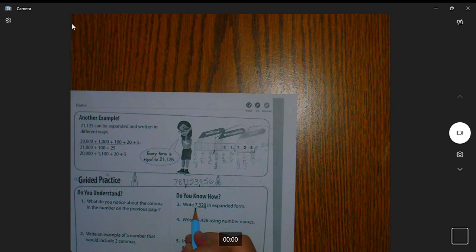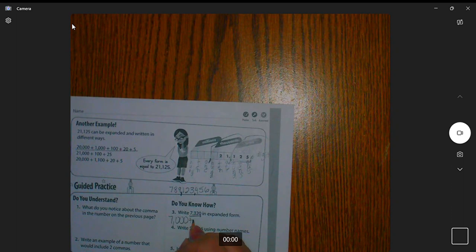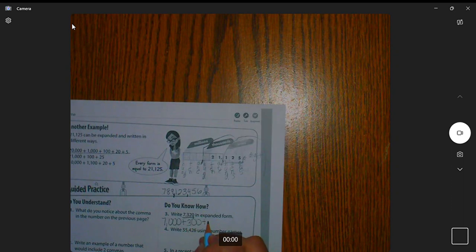That's 7,000. 7,000 plus ones, tens, hundreds. 3 hundreds plus 20. 2 tens is 20. And I have nothing in the ones, so I don't have to show it. But if it helps my brain, I can say 0 ones.